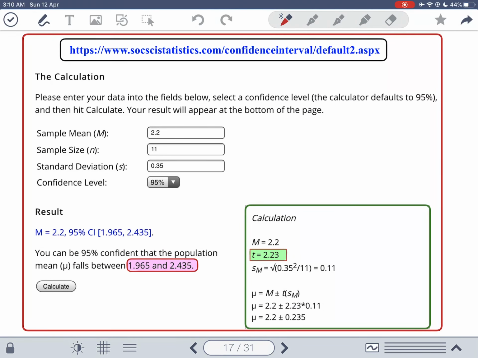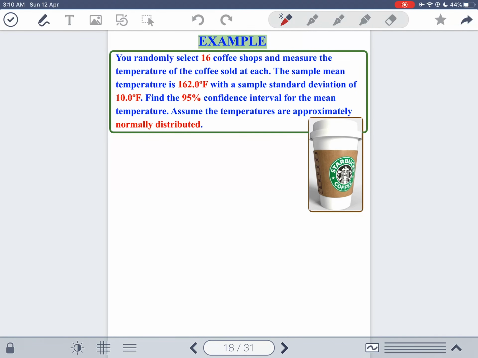Now, in your notes that you printed, you will see the website and you can go to it and practice using it. Good. So there is a second question here. How about we solve this question using the online calculator? Let's write the given. You randomly select 16 coffee shops, so my sample size is 16, and measure the temperature of the coffee sold at each. So my random variable is the temperature of coffee.